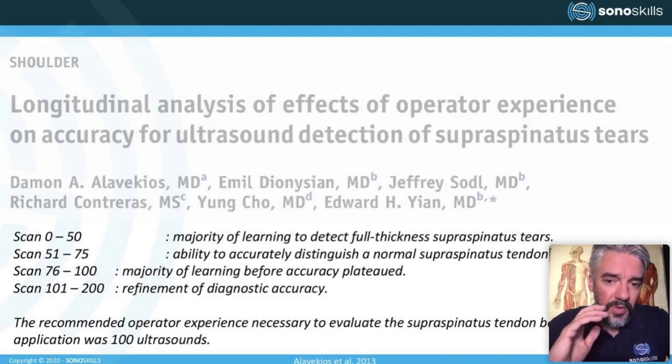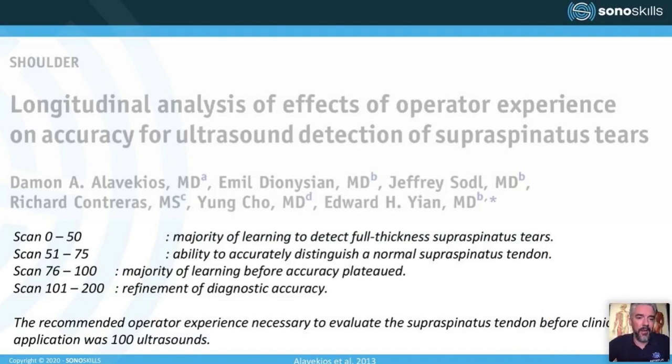The supraspinatus measurements, you need to learn them. And there is a certain learning curve to it. And we know from this article that 0 to 50 times you start learning, and there is a lot of learning. And then 50 to 75, you start accurately distinguishing a normal supraspinatus. And then the most learning happens between 75 and 100. And there's a certain plateau. And with 100 to 200, there is a refinement of your diagnostic accuracy.